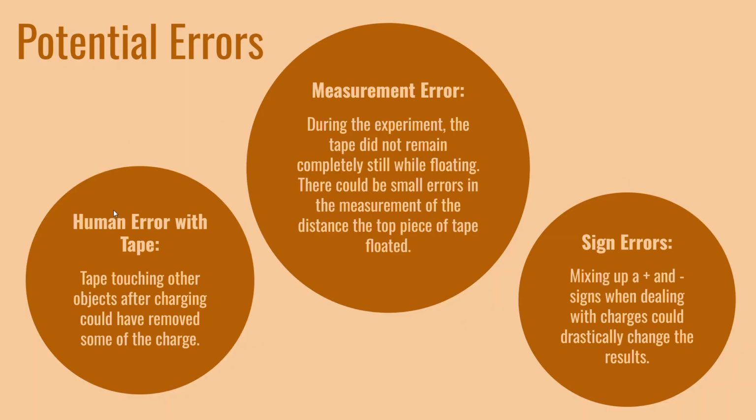So for some potential errors, there's always human error, which is possible when we're dealing with those tapes, especially if they touch other objects or my hands, that could remove some of the charge. Then again, measurement errors. The tape was floating. It was moving a little bit when we measured it, so you can't be sure that's a perfect measurement. And then again, in the calculations in the code, messing up one plus or minus sign could drastically change the results. So that's another possible error, but I do not think that occurred.